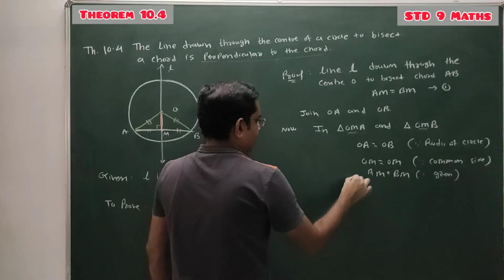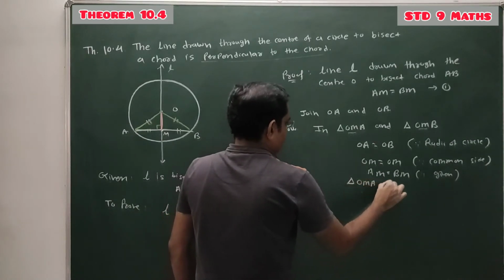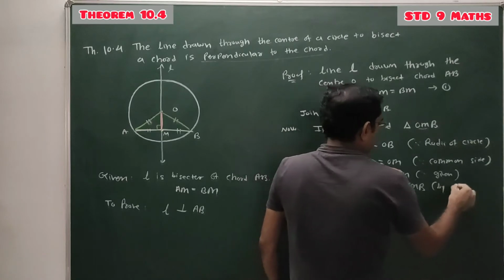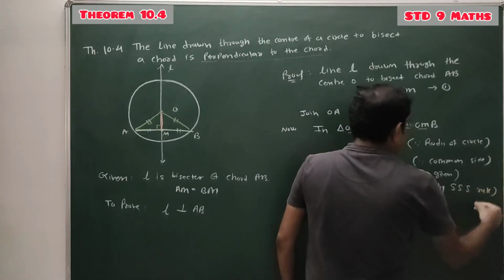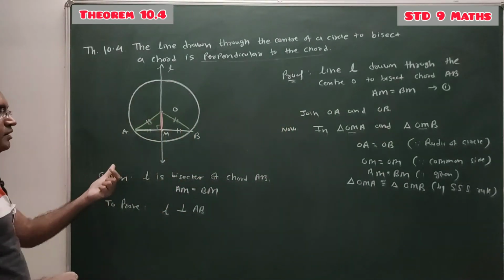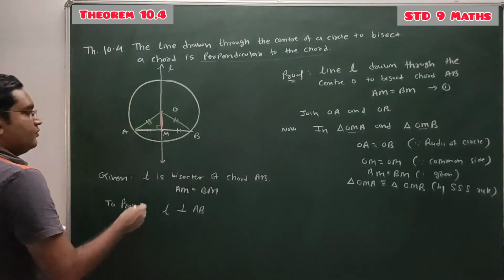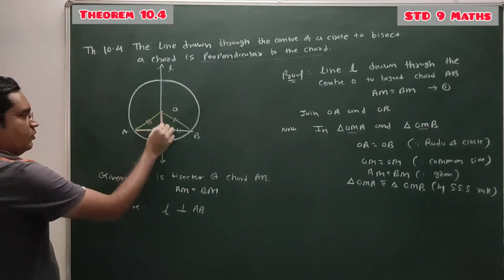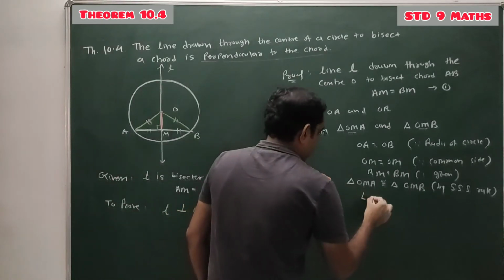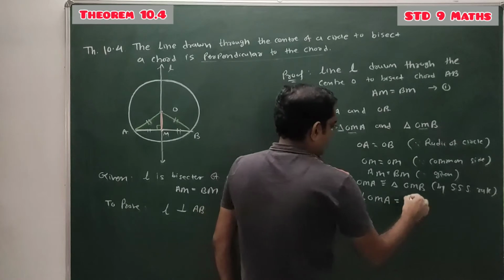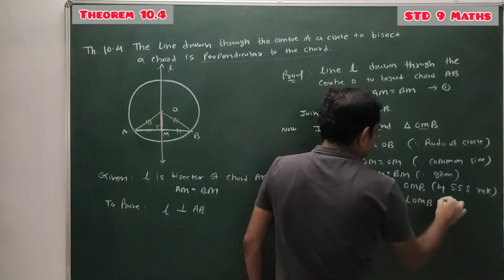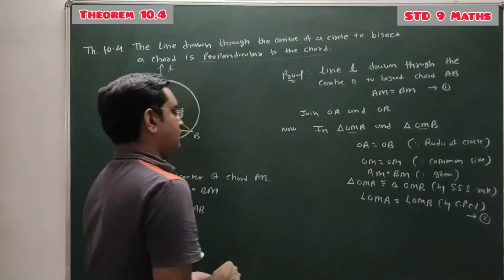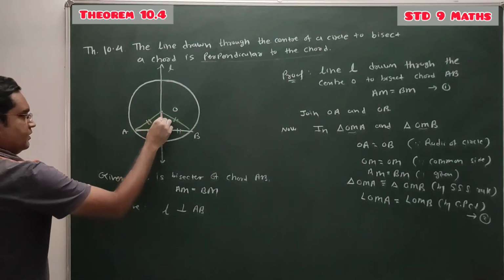And therefore we can write that the given two triangles, triangle OMA is congruent to triangle OMB by SSS rule. All three corresponding sides are congruent, therefore the given two triangles are congruent. And we know if two triangles are congruent, all six corresponding parts are equal. So these angles are also equal. Which angles? OMA and OMB are equal. So here you can write angle OMA is equal to angle OMB by CPCT. Say this one is result 2. These two angles are equal.